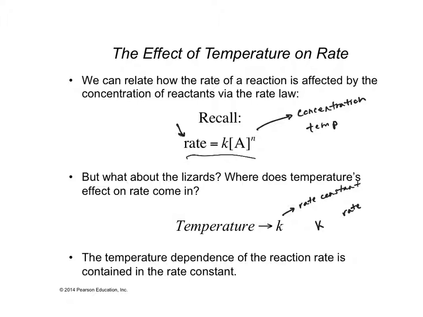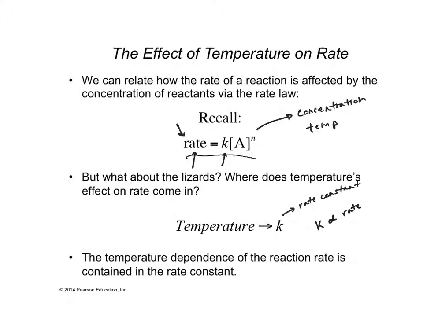Just going back to this guy, k and rate, how are they related to one another? They're directly proportional, right? The larger the rate constant, the faster the reaction rate. So the rate constant and the rate of the reaction are directly proportional to one another. So now we know that if we increase the temperature of the reaction, what's going to happen to the overall rate? It's going to increase, right?